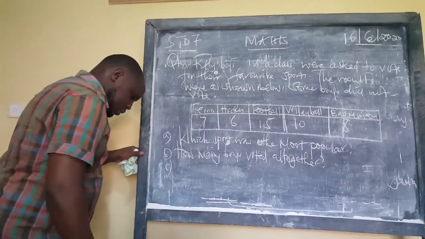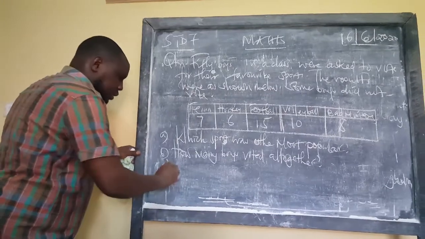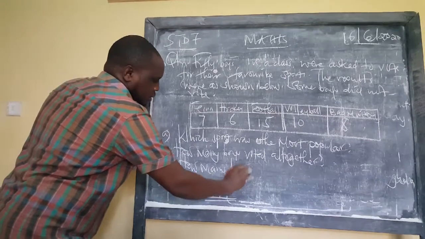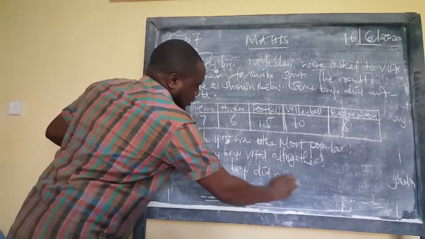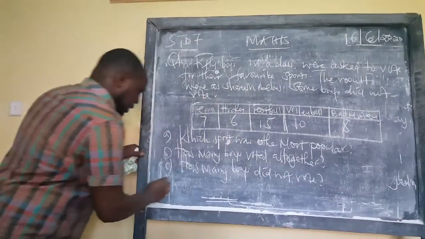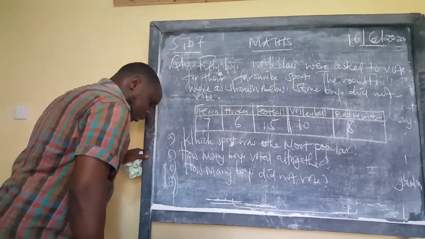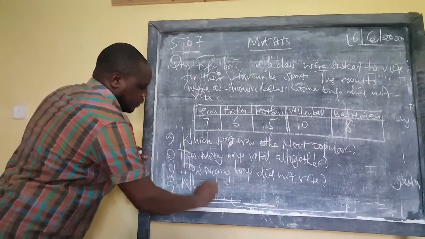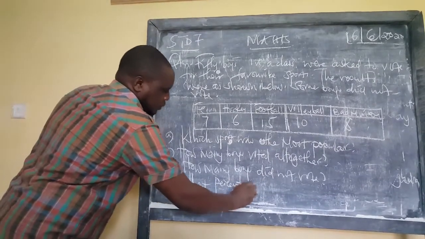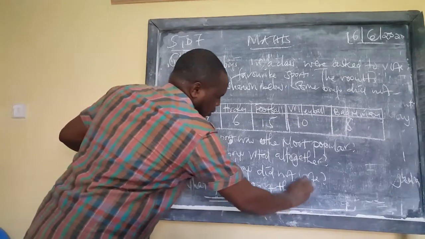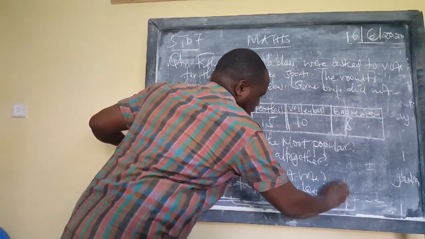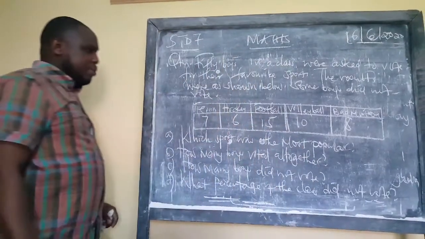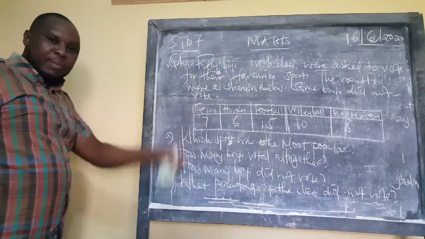C, how many boys did not vote? And then lastly, D, what percentage of the class did not vote? Now we can interpret the data given here and answer the questions.